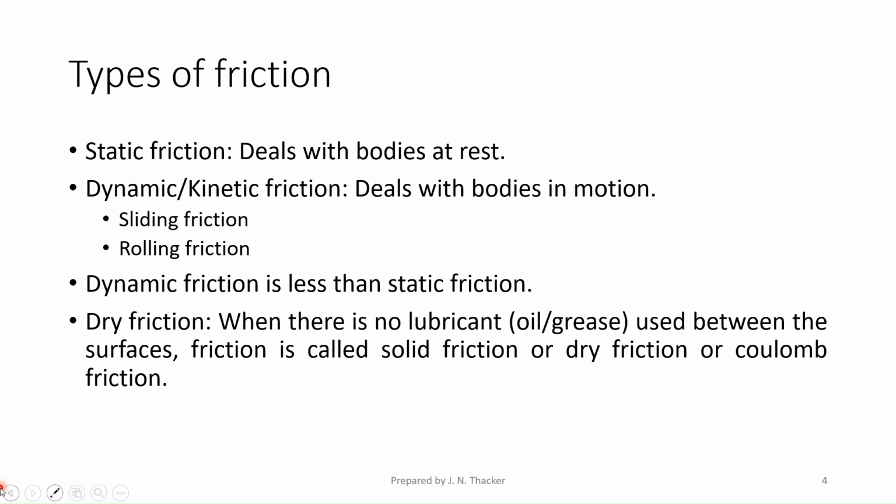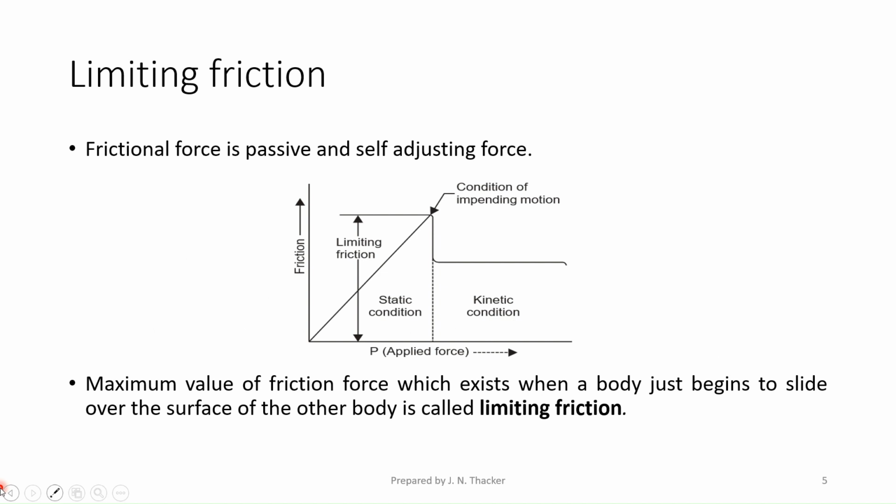Okay, now we will move to some technical terms. First term is limiting friction. So pay attention to the graph here. It is a plot of friction versus applied force. So we know that a friction force is passive and self-adjusting force. Okay, what do you mean by passive force? That means that friction force does not exist independently. It always exists when you try to move a body. So it acts against the motion and against the force you are putting to cause that motion.